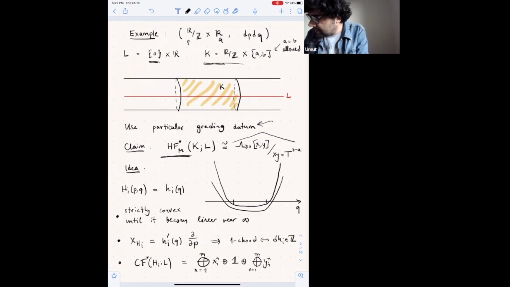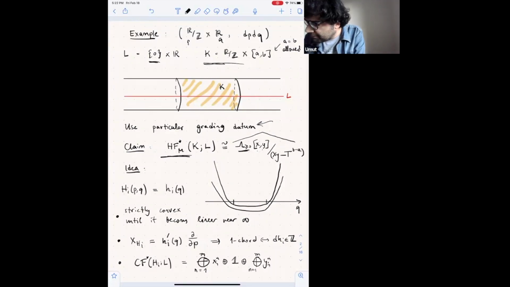Okay, the result is as follows. You look at this explicit algebra over the canonical ring generated by two variables X and Y, and they're subject to the relation xy equals t to the b minus a. Maybe it's better to write it like this. So you modify this ideal, and then you complete this algebra t-adically.